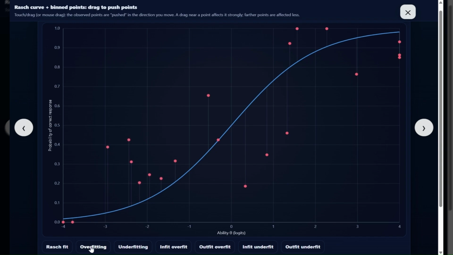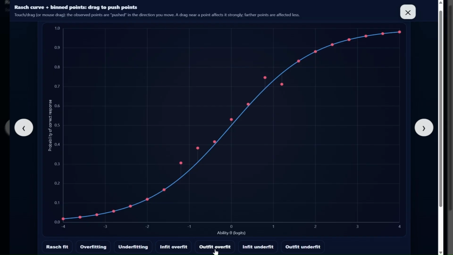So now we can have both kinds of misfit. We can have an overfit or an underfit in the infit area or in the outfit area. For example, let's say this is Rasch fit. What is infit overfit? It is this: the middle area will be overfit, but the peripheries are not overfit. The opposite is the outfit. Now this is Rasch fit. What would be the outfit overfit?